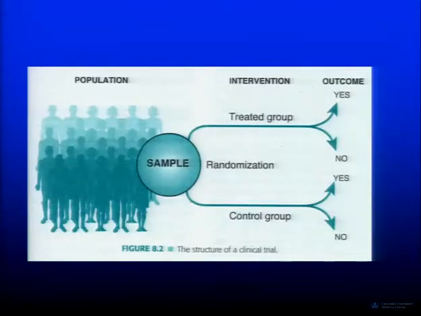Okay, so here is for a randomized controlled trial. Same as the cohort, you're starting with a sample from the population, but you're randomizing to the intervention so that they're either treated or the control group, and then you're following them to see who got the outcome.